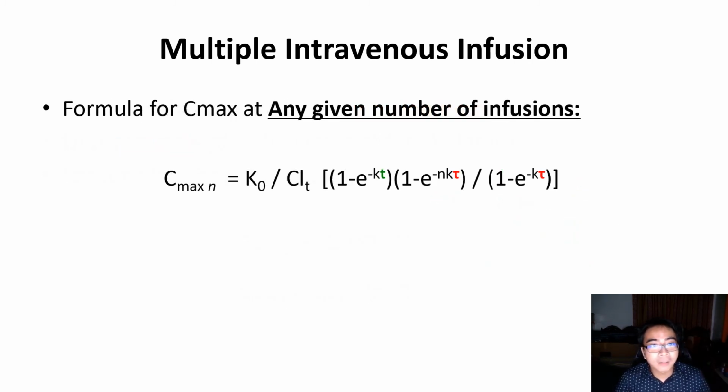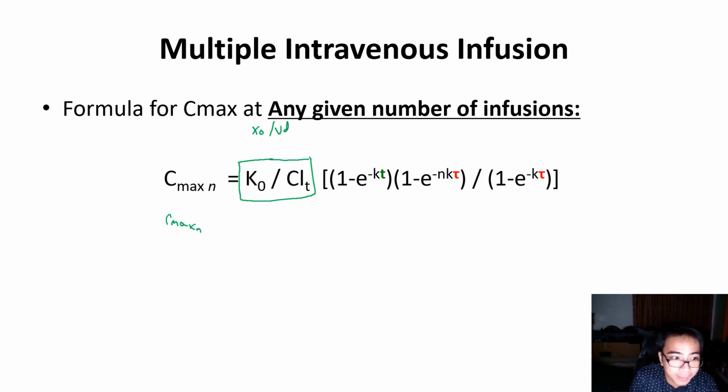Okay. Now, what about the formula for Cmax at any given number of infusions, or Cmax-N? Okay, kaya may Cmax-N din tayo sa IV push. Pero ang difference lang, class, sa push kanina, itong K sub 0 over CLT is dose over VD. Yun lang. Kasi this time, it's an infusion, so ganito na itsura niya. K sub 0, allow me to rewrite this na lang para mas clear siya. So, K sub 0 over clearance times, mahaba-haba to, 1 minus e negative KT.